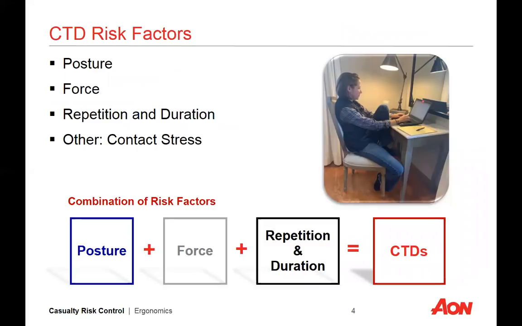Some of the main risk factors for developing cumulative trauma disorders include posture, force, repetition, duration. Other risk factors include contact stress, which is basically contact pressure, for example, coming from the edge of your desk on your forearm. A combination of these risk factors significantly increases your risk of developing cumulative trauma disorders.